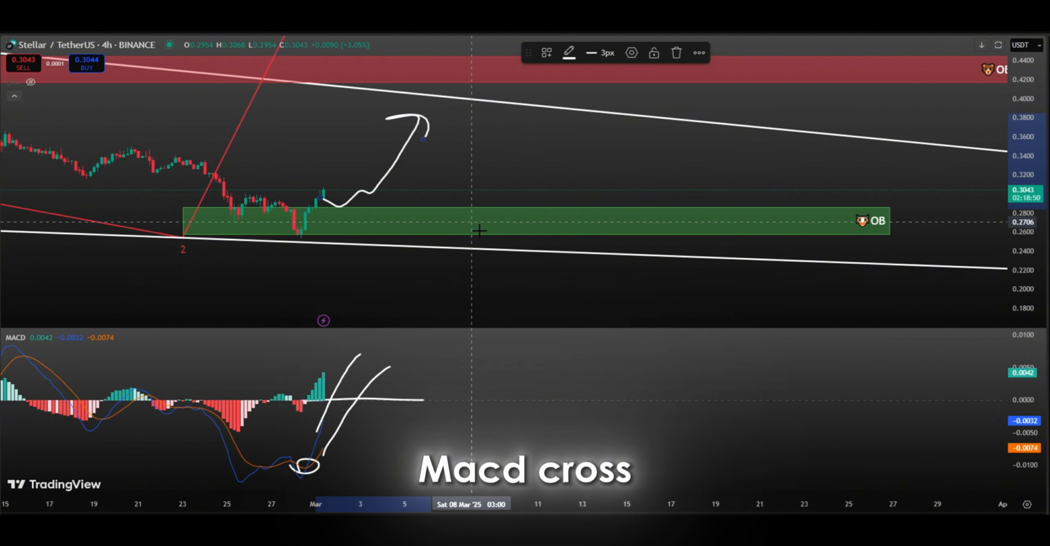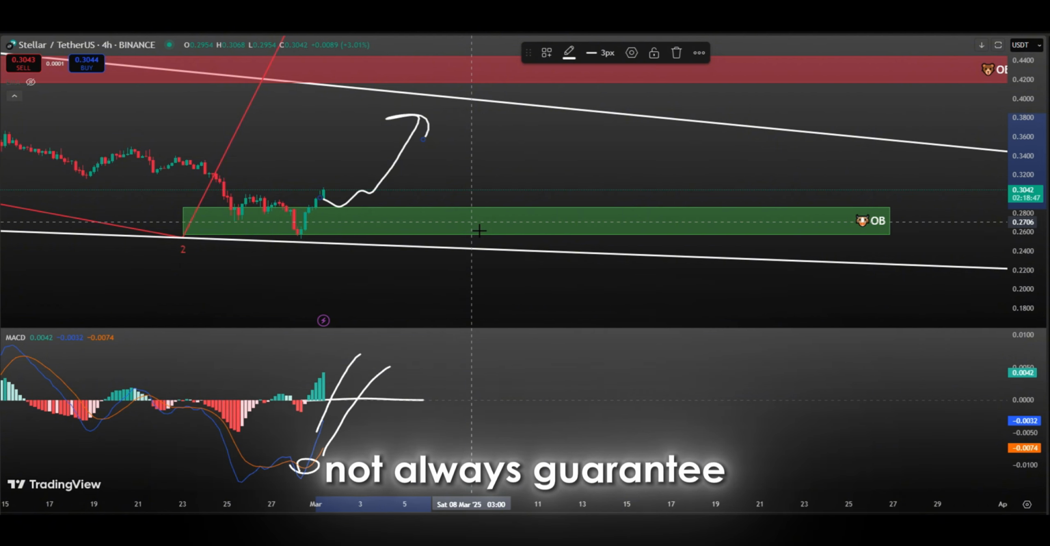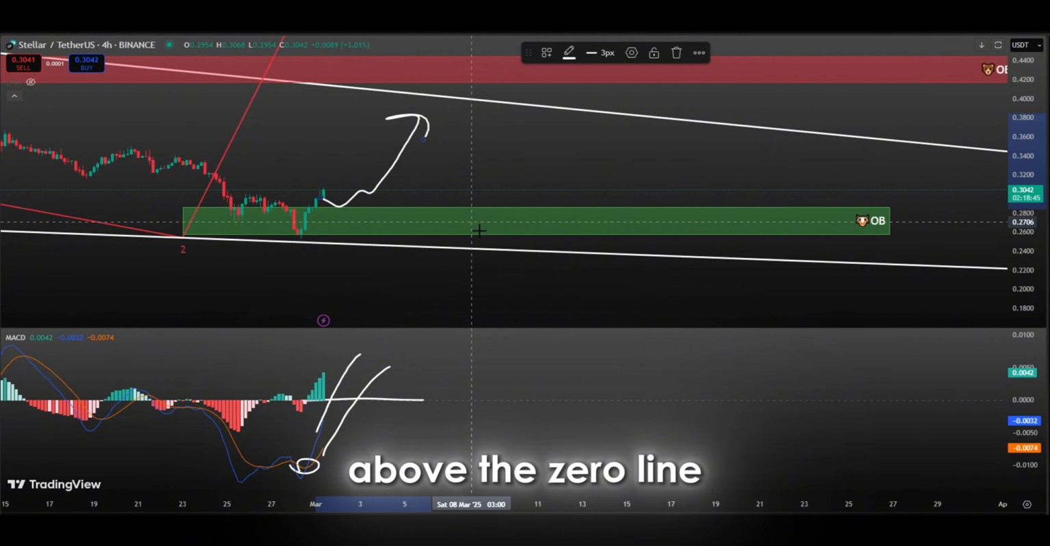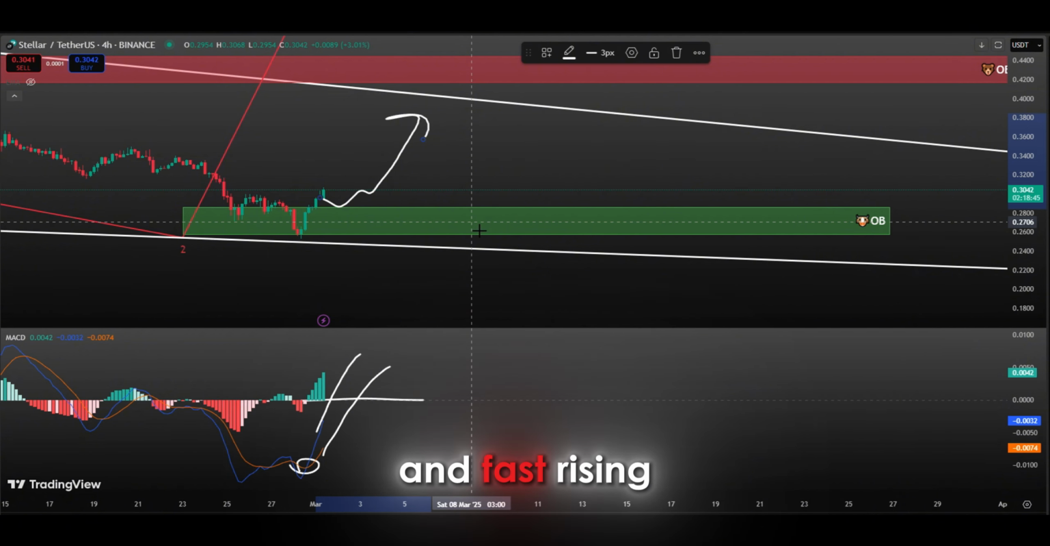This type of MACD cross not only expects prices to rise in the short term, but also signals a continuation of the current trend. However, there is always one point to be aware of. A crossover does not always guarantee a long-lasting rise. It can be a short-term move, and the price can quickly pull back after the cross. But if this intersection can break above the zero line, then we could see a prolonged and fast-rising price action.